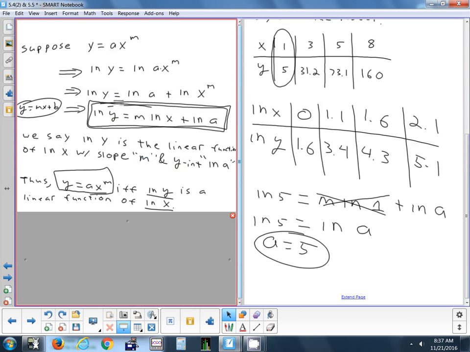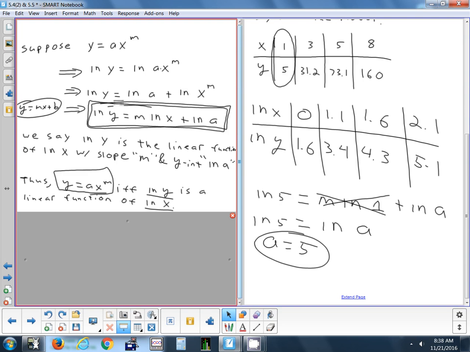And now I'm going to find m. Okay, that's my exponent. Now to find m, you can pick any other point you want in that table and just plug it in again. Just don't pick the same point. Pick a different point. But now I know a is 5. So I know the a, I'm going to know the x, I'm going to know the y. I just need to solve for m.